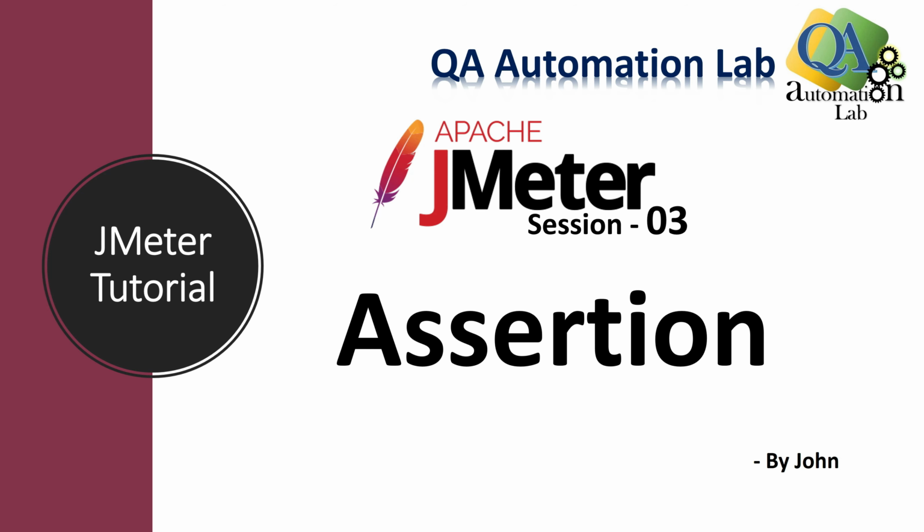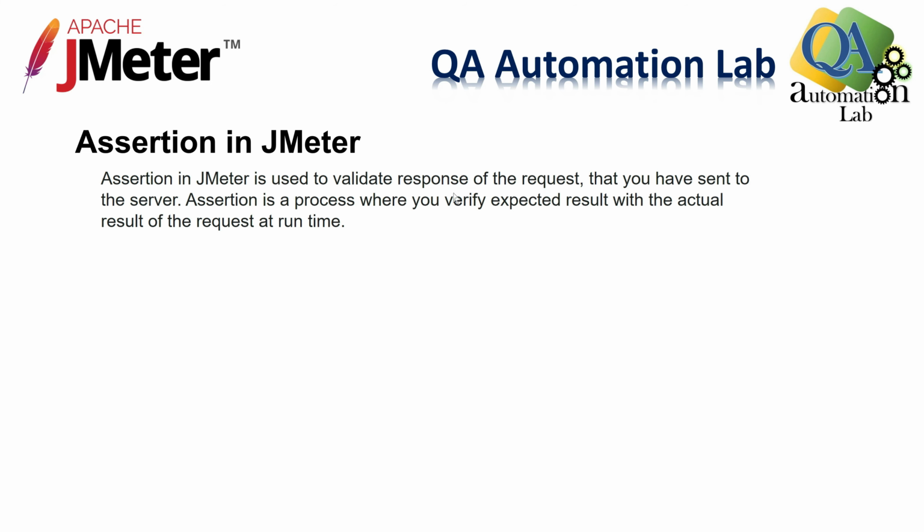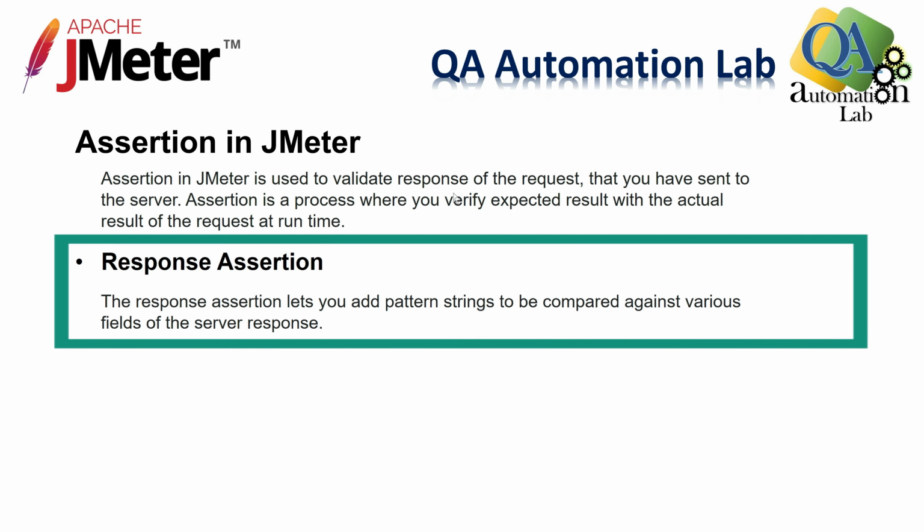In today's topic, we are going to see assertion. What is assertion? Assertion in JMeter is used to validate the response received from the server for each request. Response assertion lets us add pattern strings to be compared against various fields of the server's response which we received.